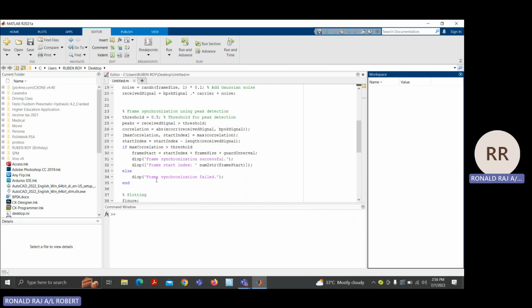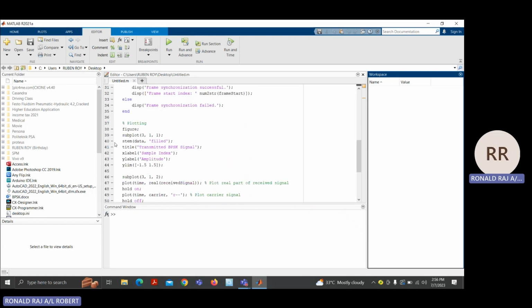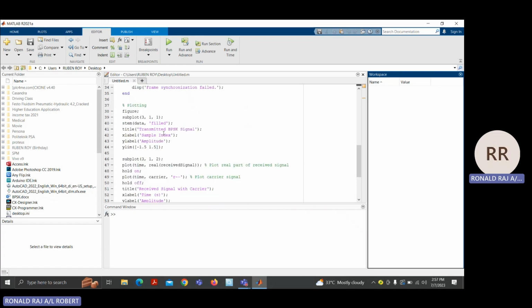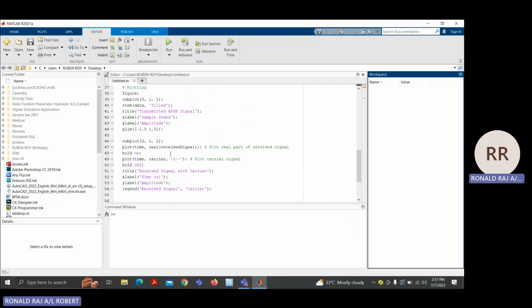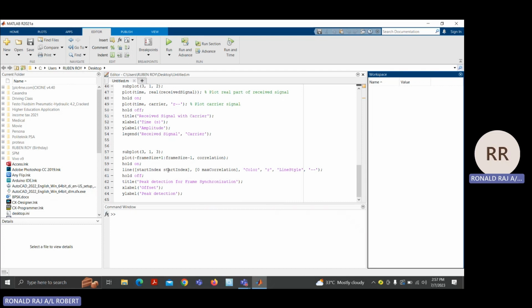If the maximum correlation value is below the threshold, the frame synchronization is considered failed and an appropriate message is displayed. So the final part is about plotting. A figure with three subplots is created. Subplot 1 shows the transmitted BPSK signal, where the binary data is plotted using a stem plot. Subplot 2 shows the real part of the received signal and the carrier signal plotted against time. The third subplot shows the cross correlation results, where the correlation over the range of possible offsets is plotted.